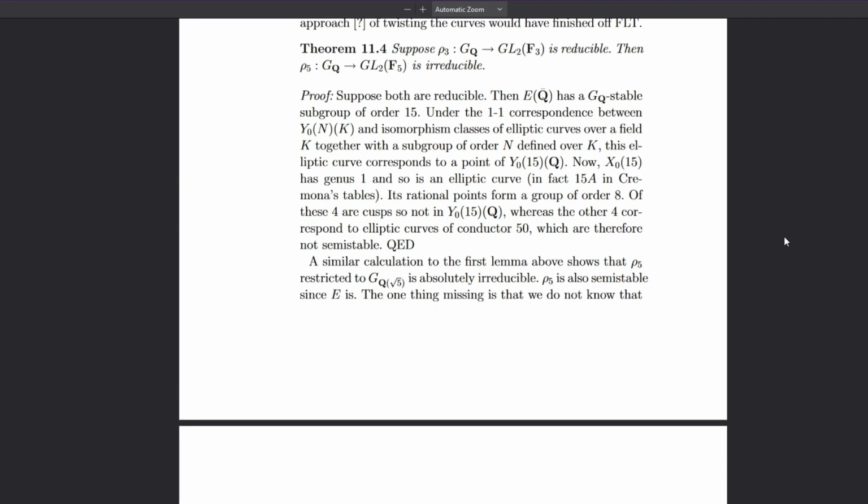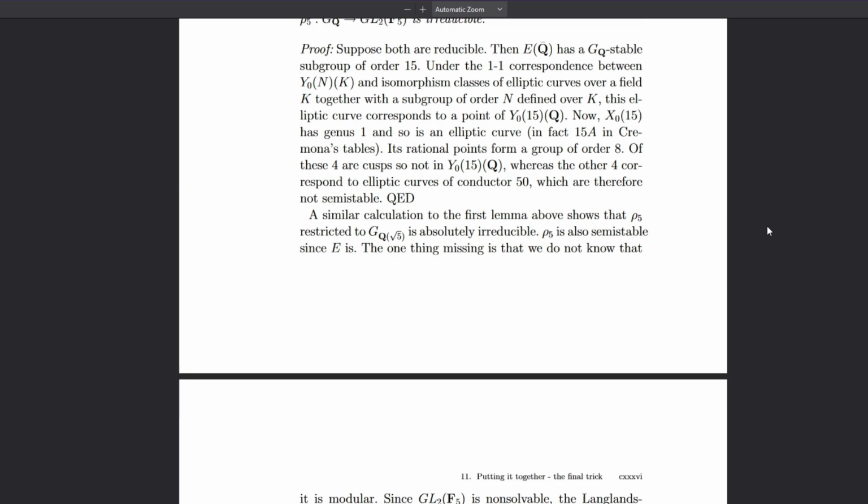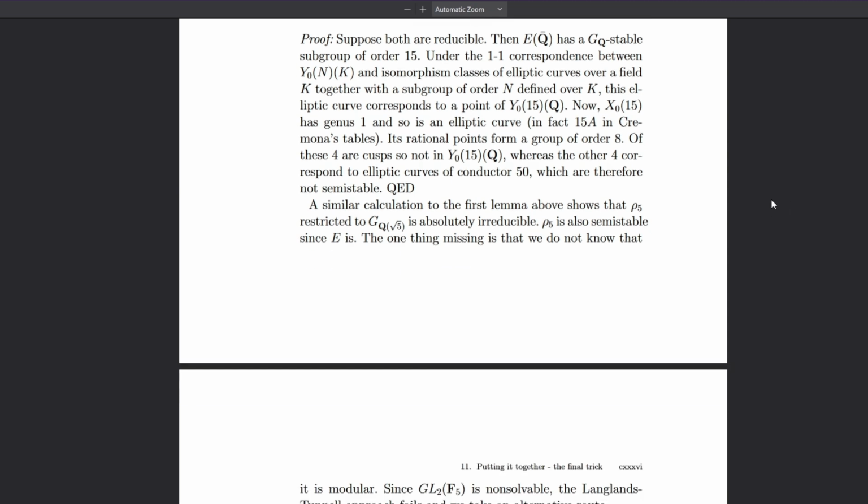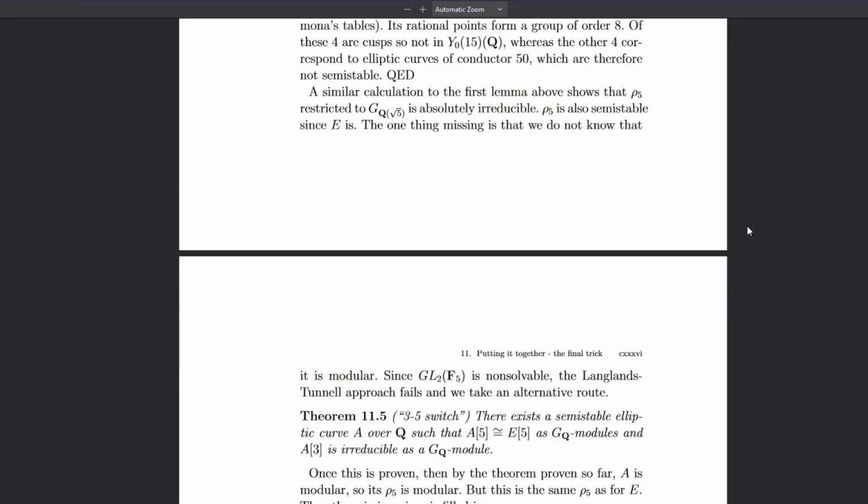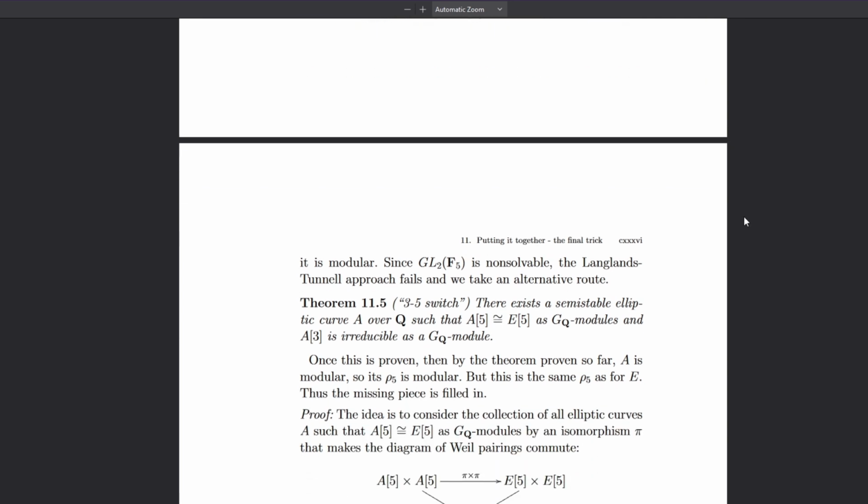QED. A similar calculation to the first lemma above shows that rho_5 restricted to G_Q of the square root of 5 is absolutely irreducible. Rho_5 is also semi-stable since E is. The only thing missing is that we do not know that it is modular. Since GL2 F5 is non-solvable, the Langlands-Tunnell approach fails, and we need to take an alternative route.